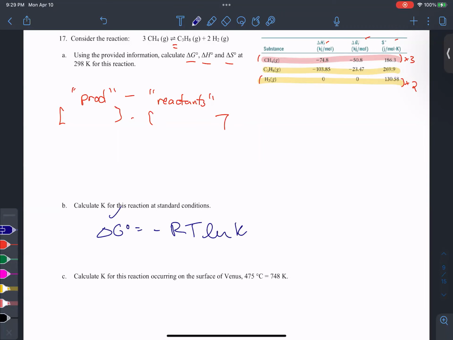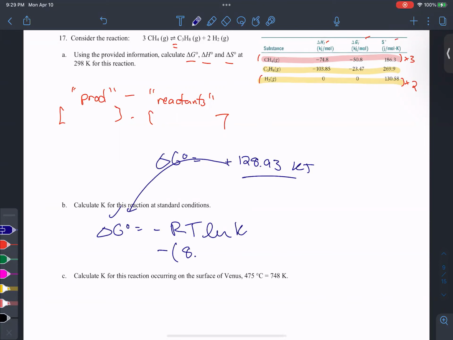All right, so we just plug in the numbers. When we did this, the products minus reactants, you would have gotten delta G equals positive 128.93 kilojoules. When you plug this number into this equation, can we keep it in kilojoules? Why not? Do you remember what the unit of R is? 8.314 joule per mole Kelvin. So can we keep delta G in kilojoules? No, we can't.